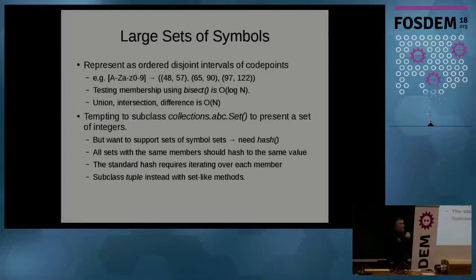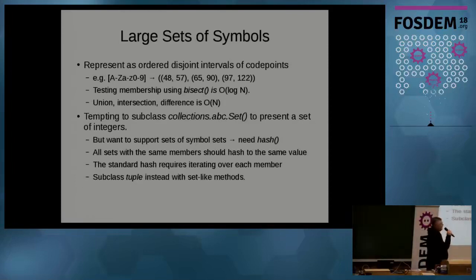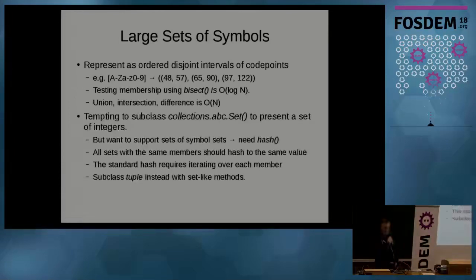So, large sets of symbols. This is important to get right because it's right in the guts of the code and it affects the efficiency. The easiest way is to represent them as disjoint ordered intervals. So in the case here, A to Z and 0 to 9, you can represent their code points as a tuple of tuples. This is cool because now you can test for membership using bisect, which is in the standard Python library, and that's order log n. And union, intersection, and difference can be implemented as order n algorithms, which is cool.